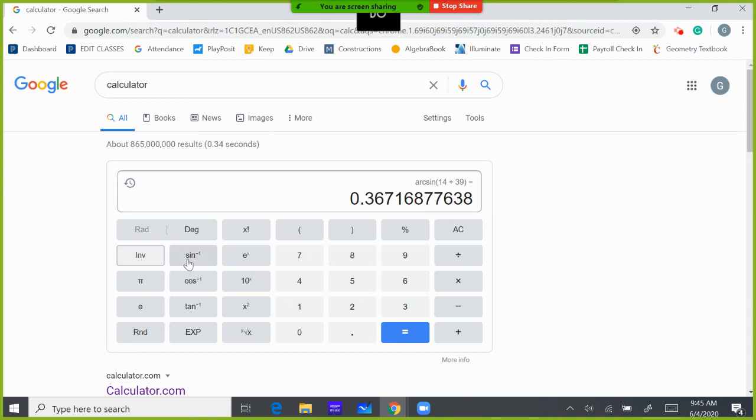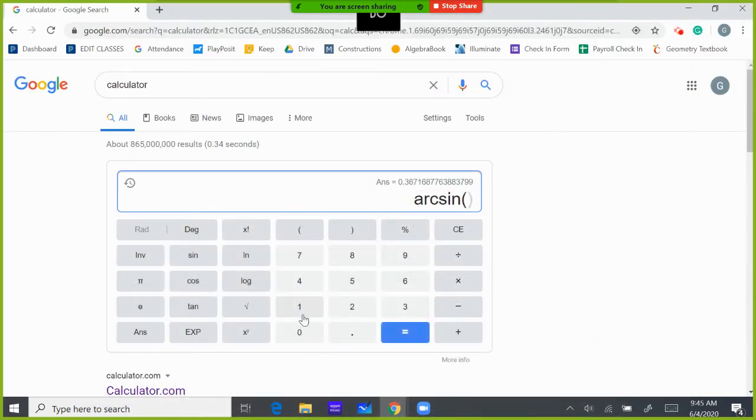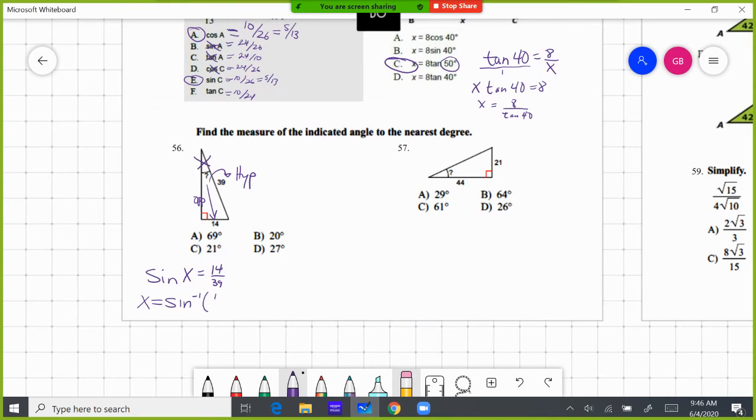So it'll be the inverse of the sine. Okay, the calculator says arc sine. They mean the same thing. As long as you click the button correctly, you should be fine. And it was 14 over 39. Yes. And it's approximately 21. The answer is C.